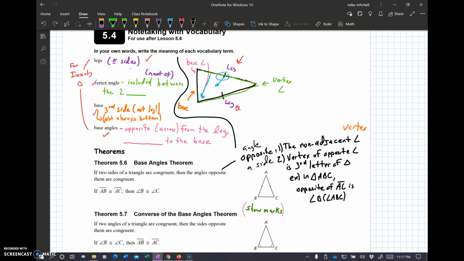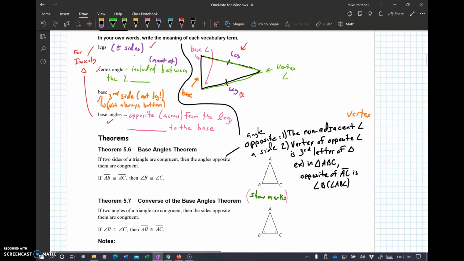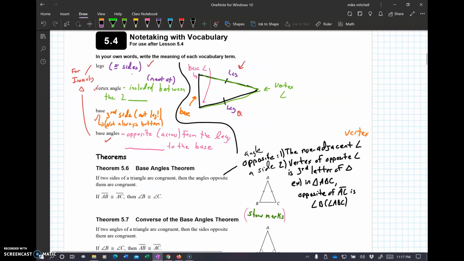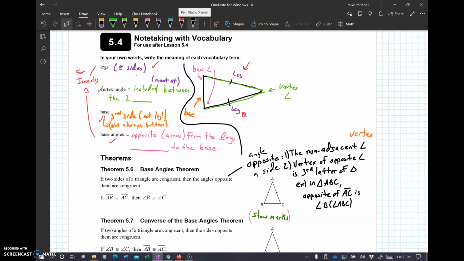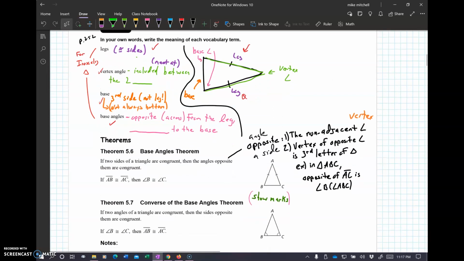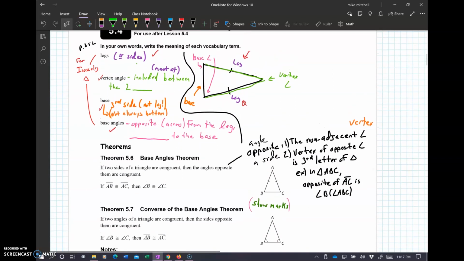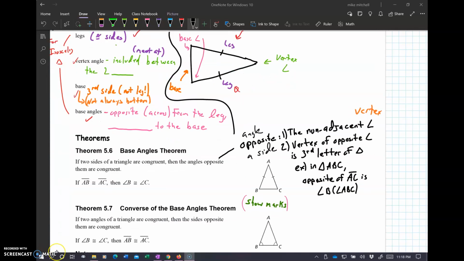Better diagrams in your book. I should have had this marked down on the pages before. Take a look on page 252 in your book. That's much, much better. Look at your book. There's always more information in there, better pictures and stuff too.